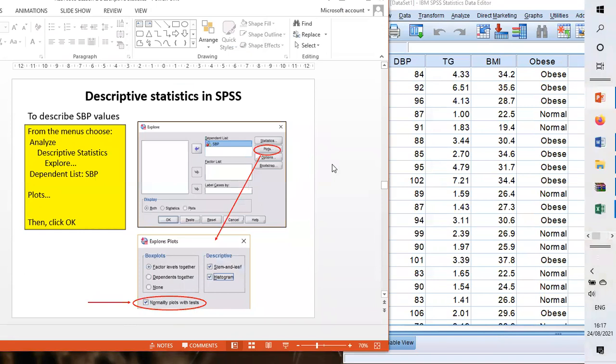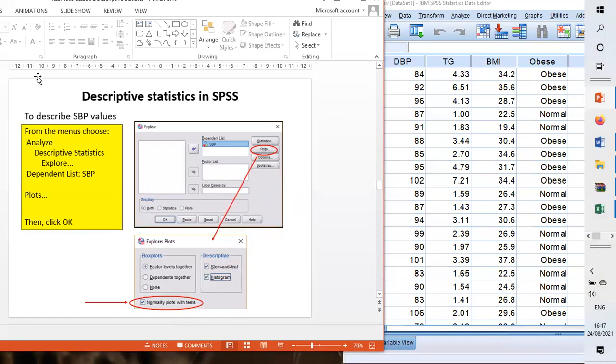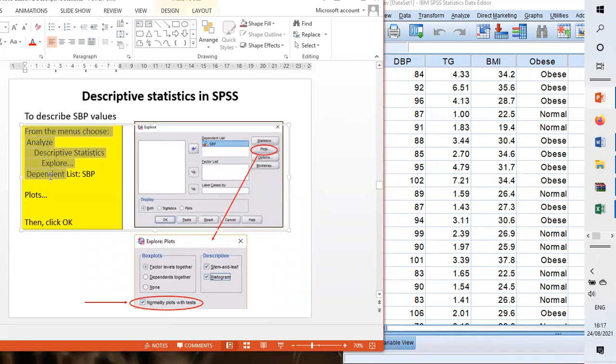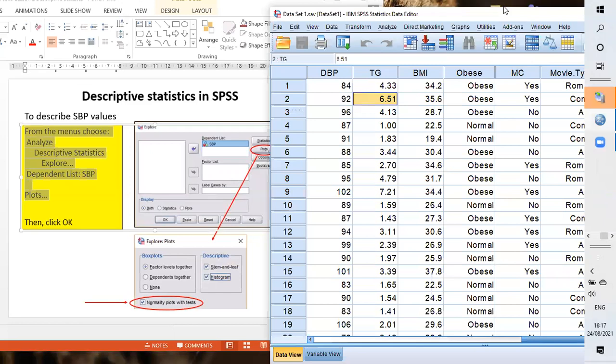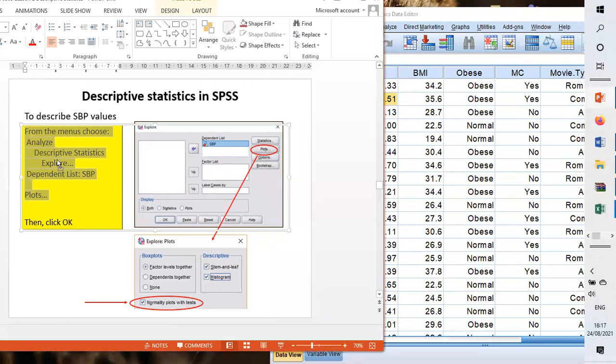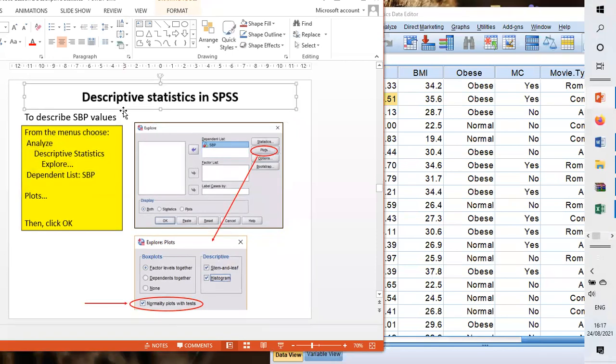Look at your PowerPoint slides. You just follow exactly what's inside the yellow box, step by step. Who shall I call? I don't have many names here. Jeffrey, can you read? Can you tell me what to do? You tell me what to do, step by step.